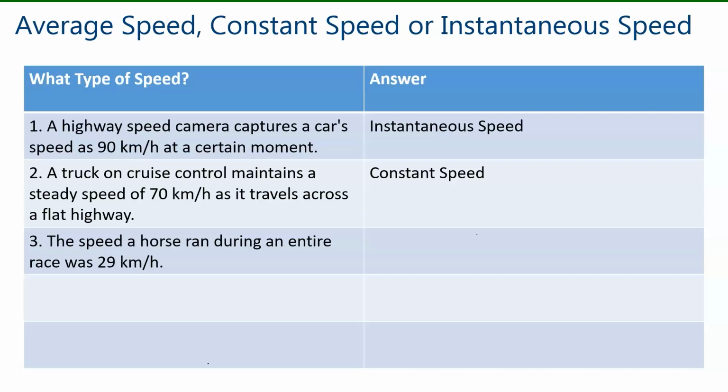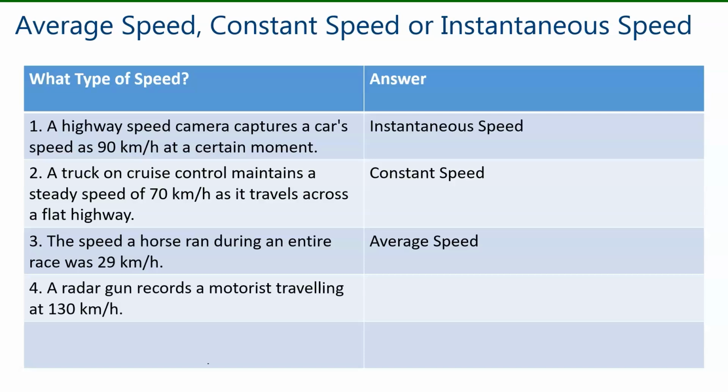Number 3, the speed a horse ran during an entire race was 29 kilometers per hour. That's average speed. The horse ran different speeds at different points in the race. The speed over the entire race would be the total distance divided by the total time.